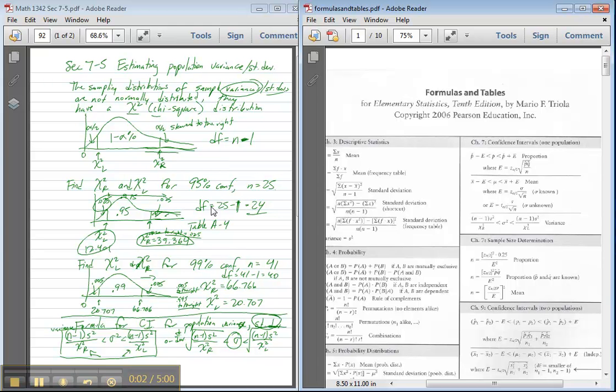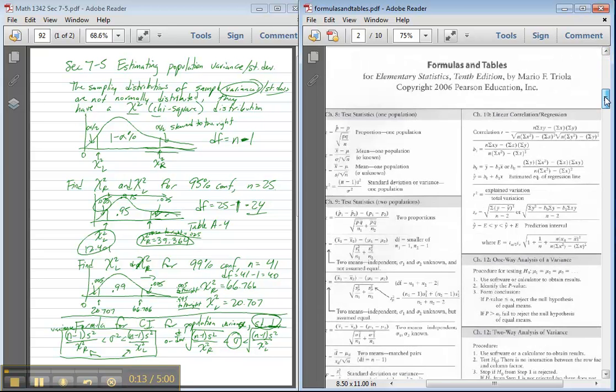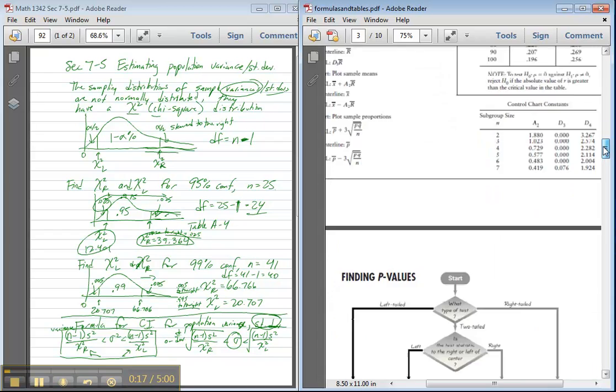Alright, so another quick video here. This time, from our section about estimating population variance and standard deviation, we had to find these chi-squared critical values. So I wanted to show you physically how to look those up on the table, since in the notes you couldn't really see where we're looking.